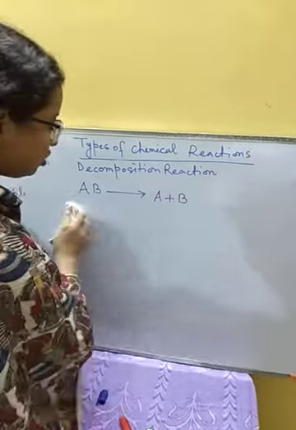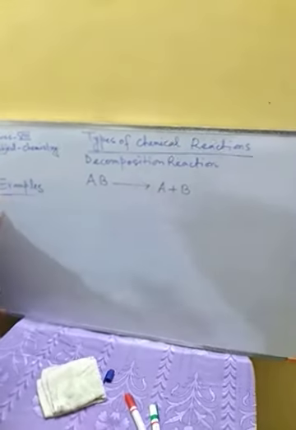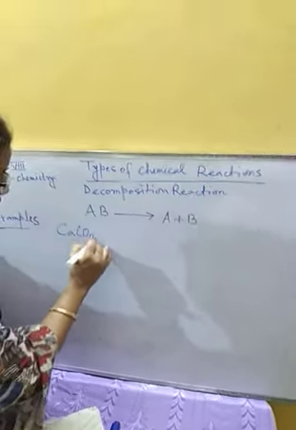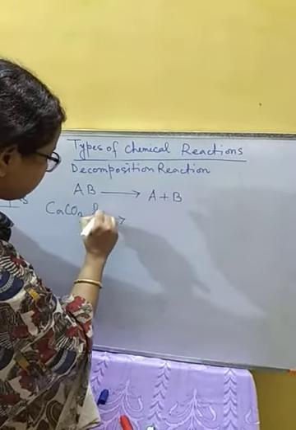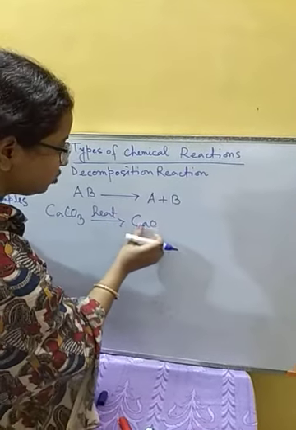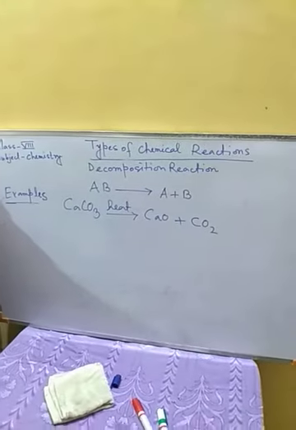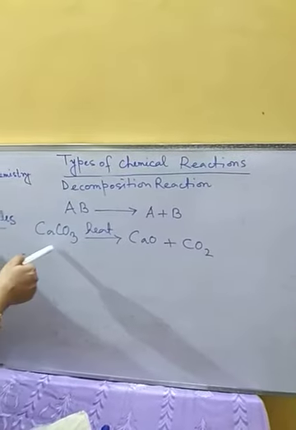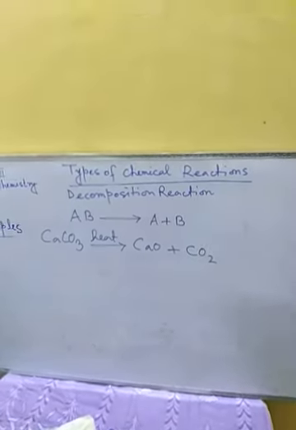Generally, as a condition of decomposition reaction, we use heat. So by heating we can get this. Okay, see, calcium carbonate, marble or calcium carbonate, by applying heat, this will decompose to produce calcium oxide, CaO, and carbon dioxide. Here we are getting 2 compounds. From a compound we are getting two simpler compounds by this decomposition reaction.